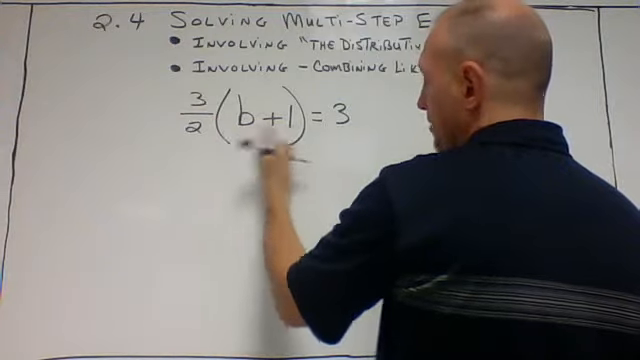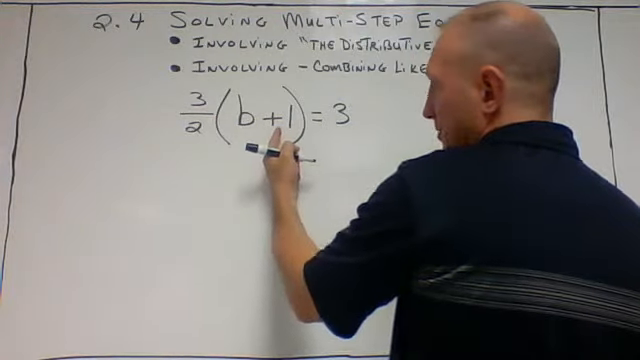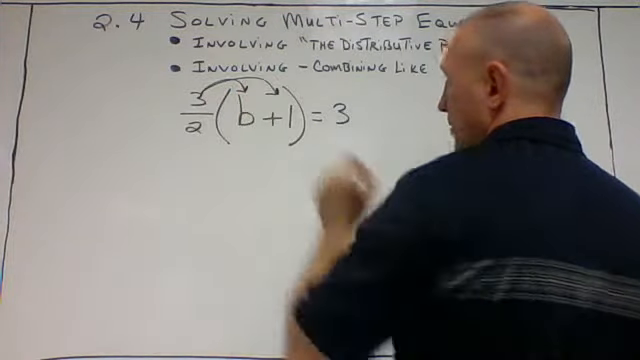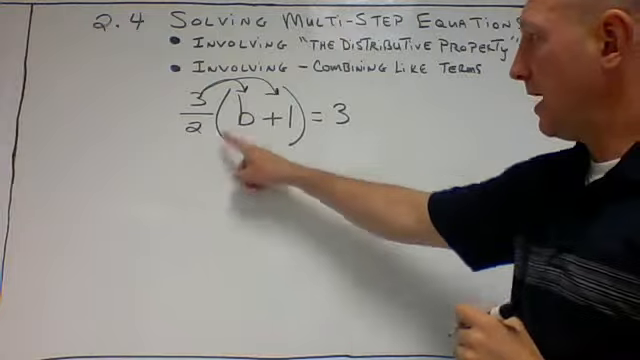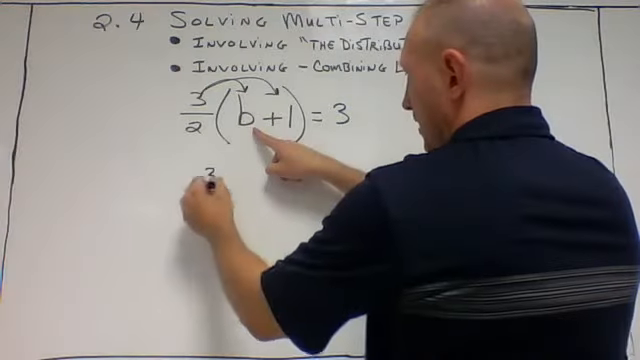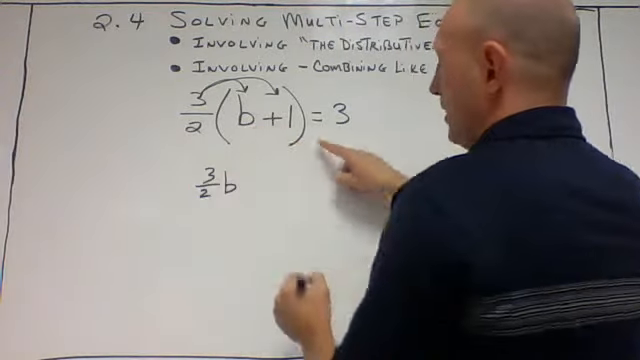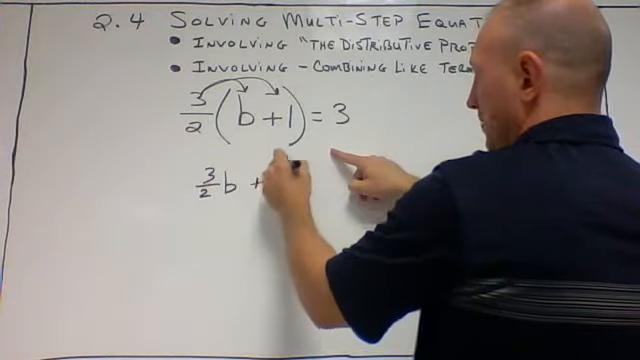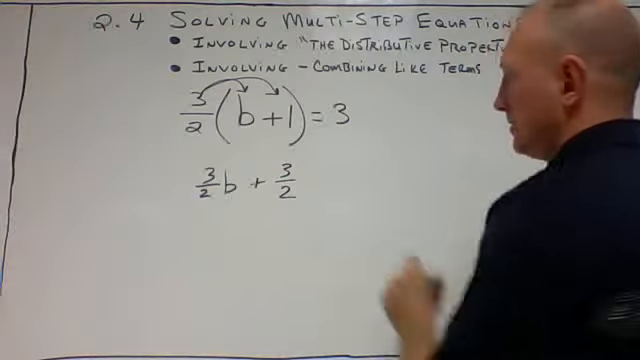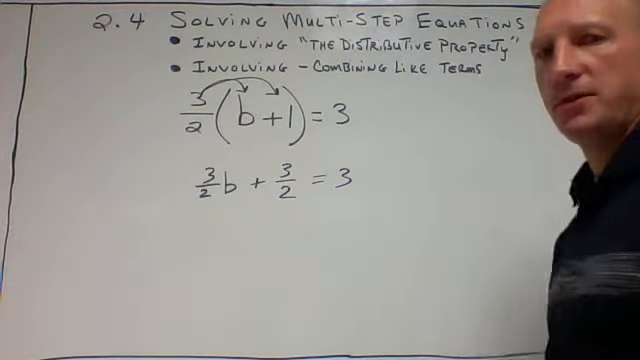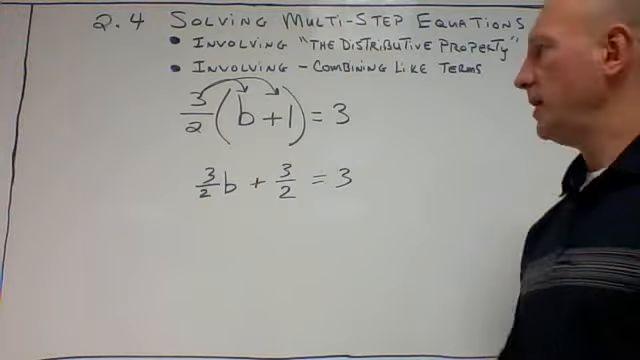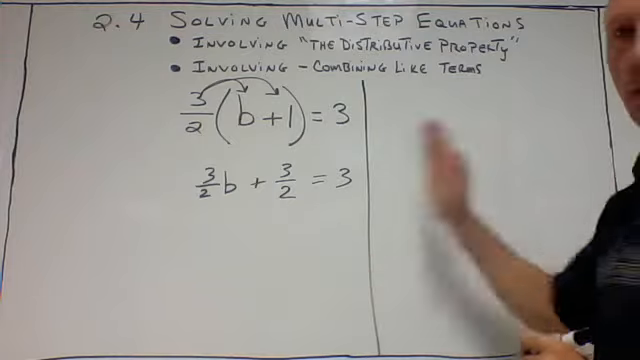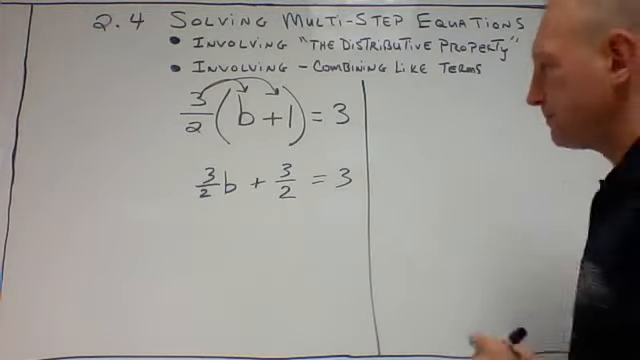And b plus 1, we can't do anything with them. We can't combine them. They're not like terms. So the only thing left to do is to distribute. So I distribute, and when I have 3 halves times b, it's just 3 halves b. And then 3 halves times positive 1 is just positive 3 halves equals 3. Now this is one way, one approach to do this problem. I'm going to show another approach on the other side after I finish this problem.